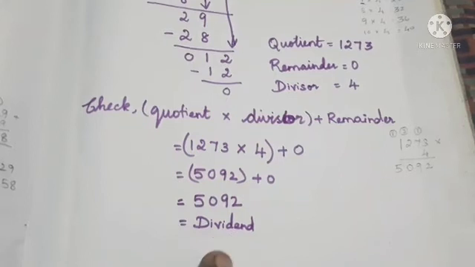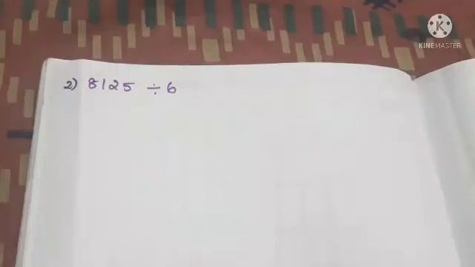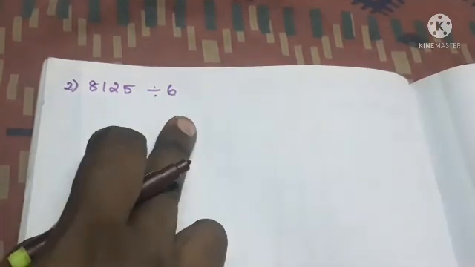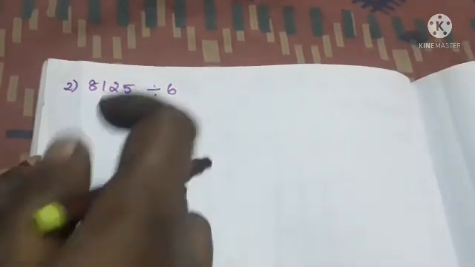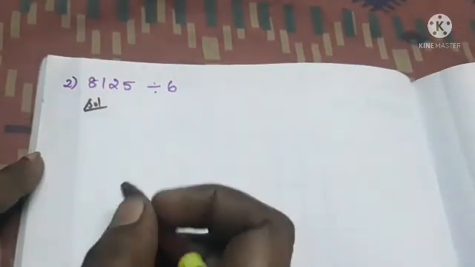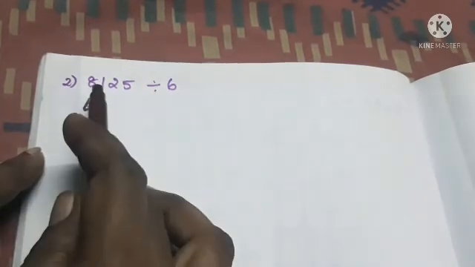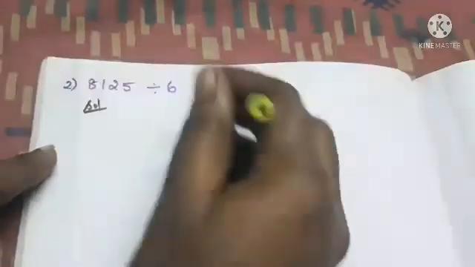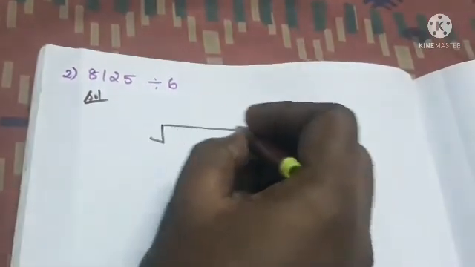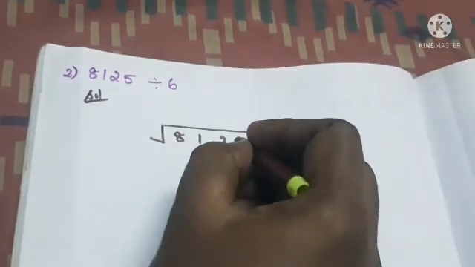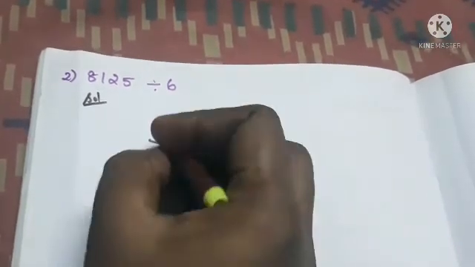Okay, so next we can do the next problem. Second problem, we are going to divide a 4-digit value by a single digit value. Okay, single digit number. So we can write the solution. So here 8125 is our dividend and 6 is the divisor. So first we can draw it like this and place the dividend inside this box and we have to write the divisor at the left side.